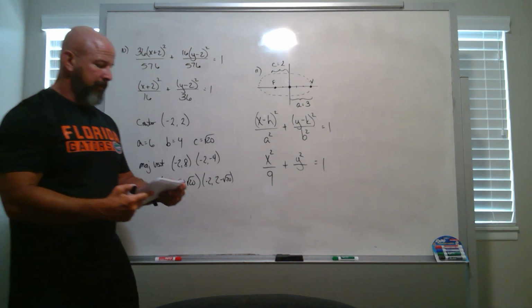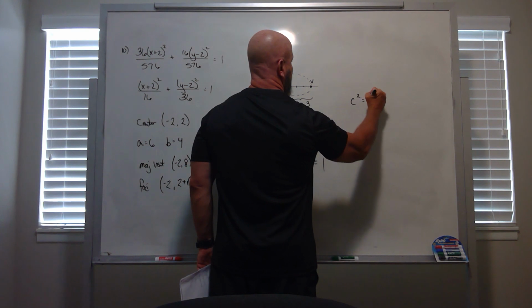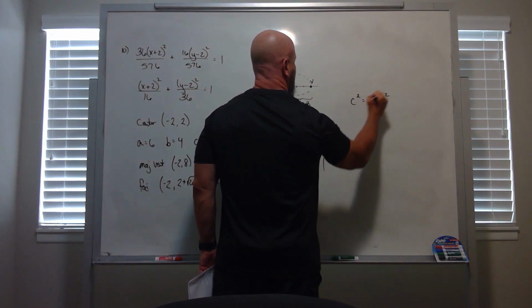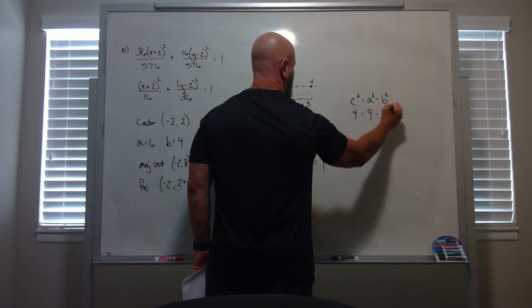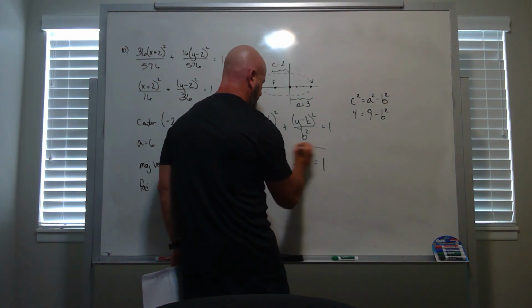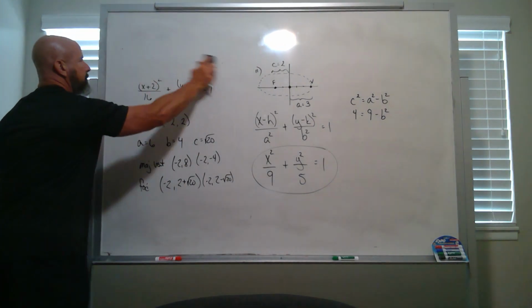So what I know then is C squared is A squared minus B squared. So C squared's 4. A squared's 9. That means B squared would have to be 5. 9 minus 5 is 4.